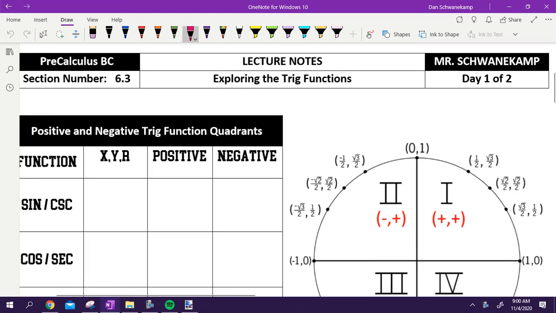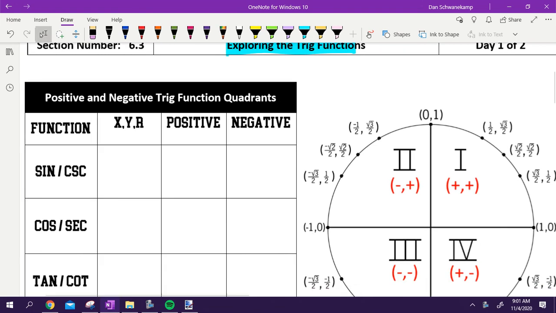All right, so today we're learning section 6.3. We're still talking about the trig functions, okay? That's the main idea of what we're doing. We're doing sine, cosine, tangent, all that good stuff. Not as heavy on the unit circle today, but we're doing the same concepts.